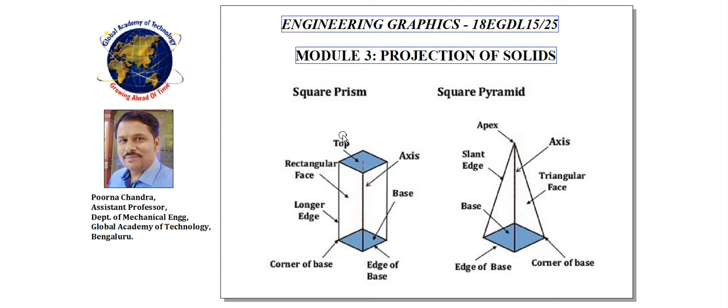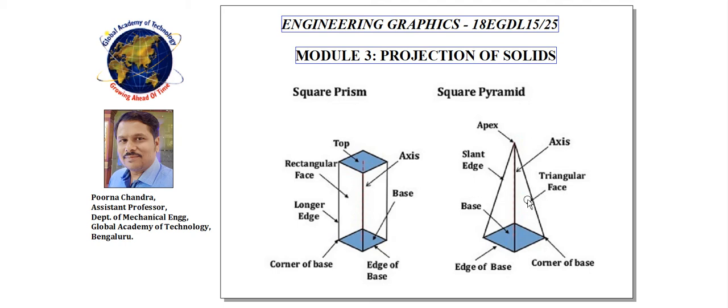A square prism consists of a top and bottom, both of which are similar squares, and we have four rectangular faces. So this is known as a square prism, where top and bottom will be similar, a square for a square prism, a pentagon for a pentagon prism, and a hexagon for a hexagon prism.